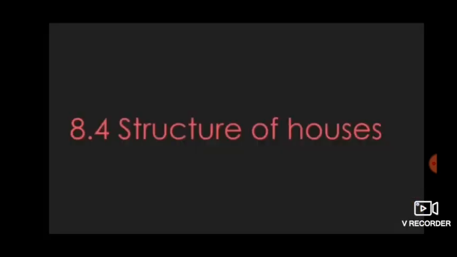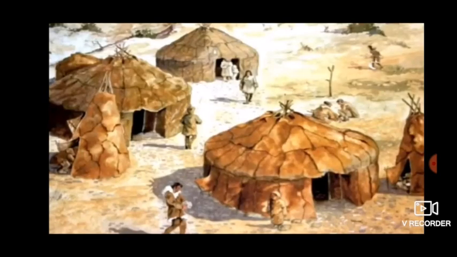Okay. Next is 8.4 Structure of houses. The houses at the beginning of the New Stone Age were made of wattle and daub. It means the walls were screens made from sticks or bamboos. In the New Stone Age, their walls were built of sticks or bamboos, and they were plastered with mud. You can see in the picture, they were made of sticks or bamboo, and then plastered with mud or cow dung.